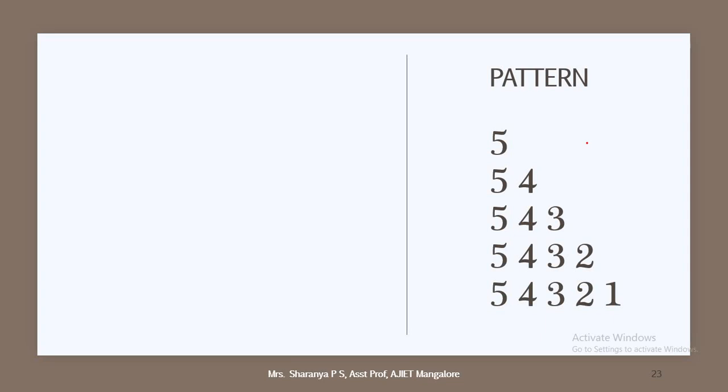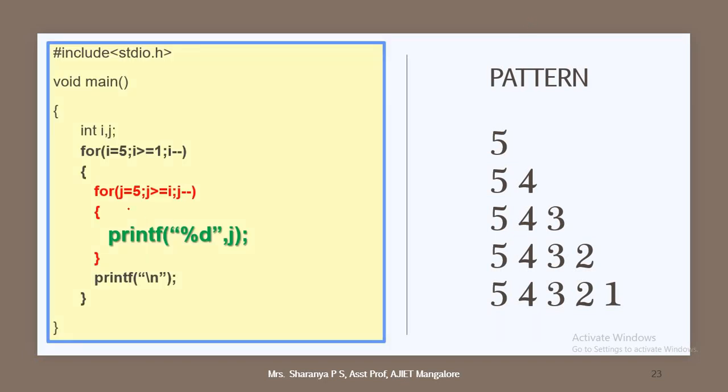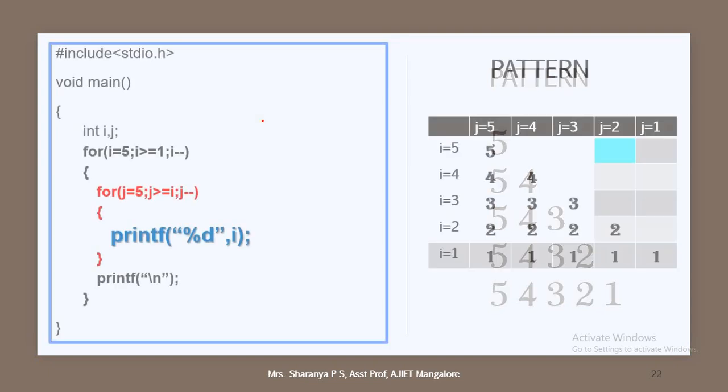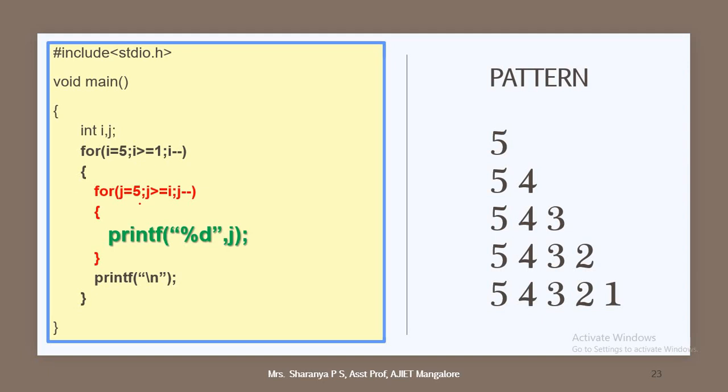One more pattern we want to display is, first I want to display 5, then 5, 4, then 5, 4, 3, like that. It keeps changing. So is there any way we can use the decrement operator? Yes. In the same code we referred to previously, if we try to print the value of J instead of I, we will end up with this pattern.